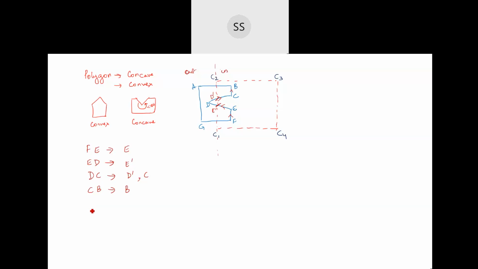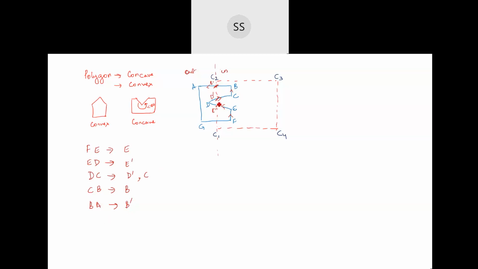Next I have BA, that is going from in to out. I'll only consider the intersection vertex, and it is named after the first vertex. It is called D dash. So I'll consider D dash.